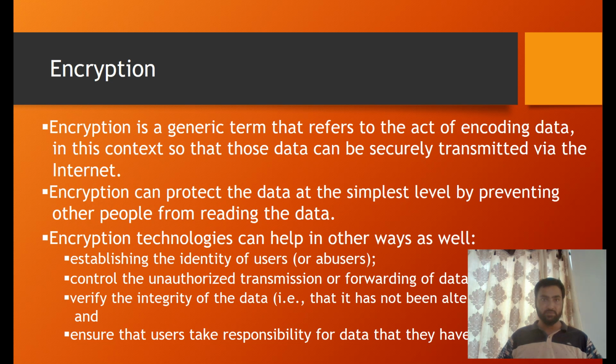Encryption. Encryption is a basic term that refers to the act of encoding data, in this context, so that the data can be securely transmitted over the internet. That means it is the process through which we convert the actual data into an ununderstandable format, and that data in unreadable format is sent over the network so that if it is accessed by an unauthorized user, it is still protected and secure because it is ununderstandable.